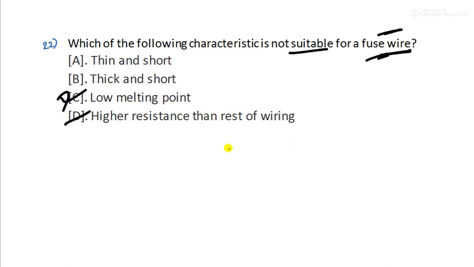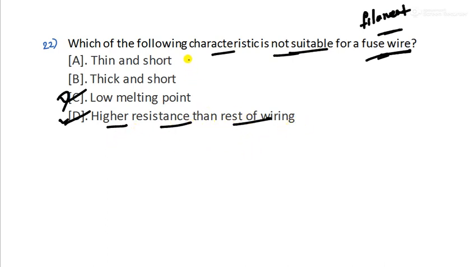Rest of the wiring, it should have low resistance. So this is the answer. Option number D is the right answer. If it was like a filament, for that the option would be low melting point. For fuse wire, high resistance than rest of the wiring is not the required property.